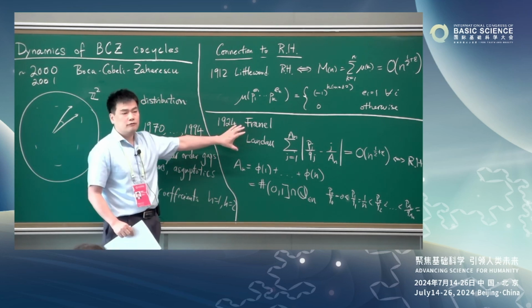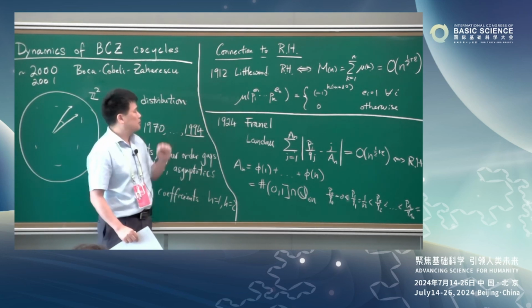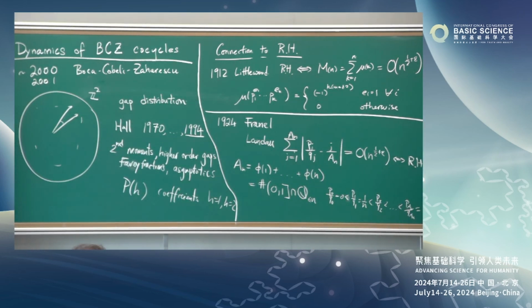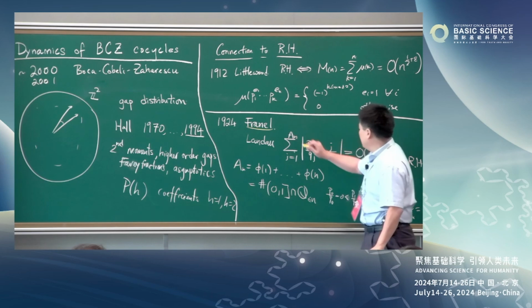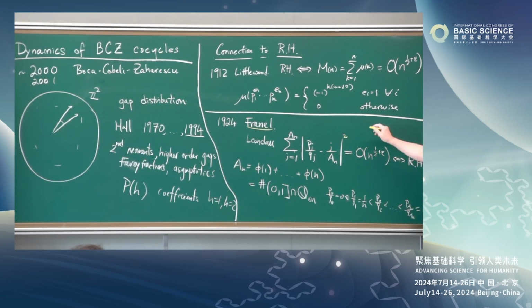Both of these papers are actually very short. It's only like 3 or 4 pages, and they build on the paper of Littlewood. The result of Franel is to do an L2. In this case, this is O of n to the minus 1 plus epsilon.